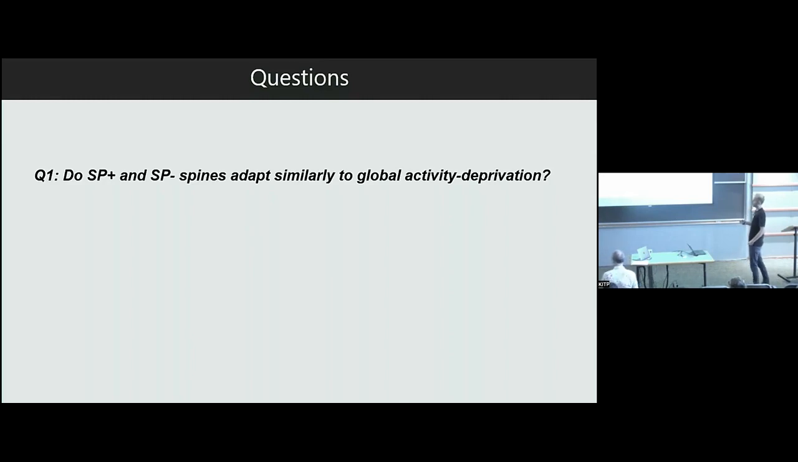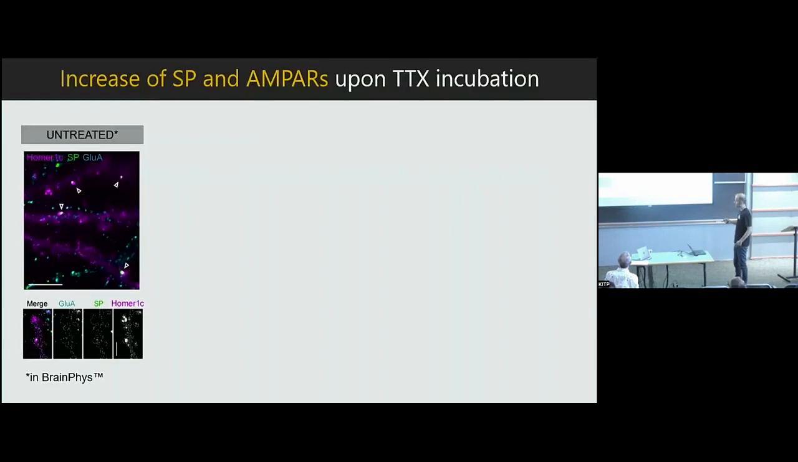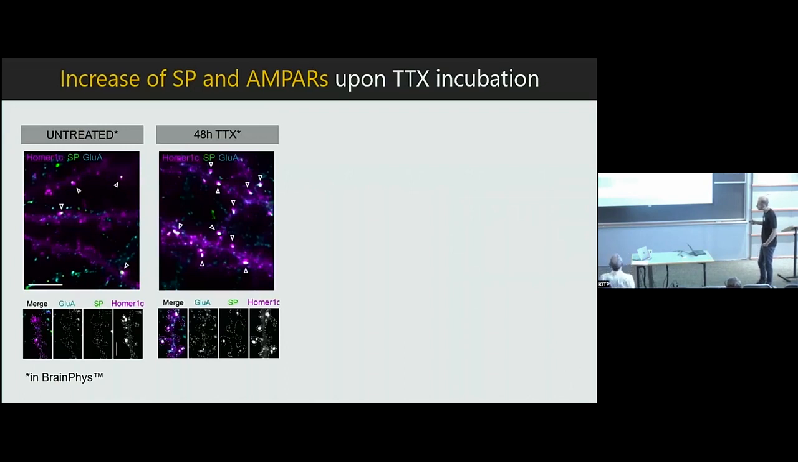So do Synaptopodin positive and Synaptopodin negative spines adapt similarly to global activity deprivation? We would expect that if we have a uniform homeostatic scaling, but we wanted to test that. So for this, we performed immunostaining experiments in cultured neurons transfected with HOMER1C GFP, in magenta here, to visualize synapses, and we immunostained endogenous Synaptopodin and AMPA receptors. So you can see that Synaptopodin immunoreactivity is found at large synapses. I don't know if it's really clear here, but it's only in a fraction of large synapses.